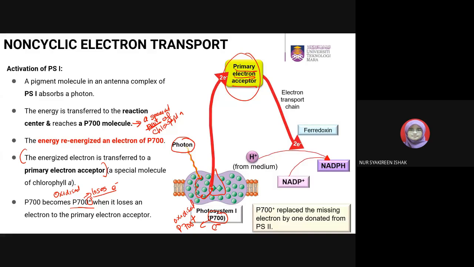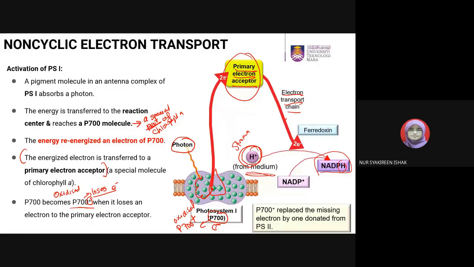So the electrons will be transferred along electron transport chain and received by ferredoxine. Okay. Ferredoxine akan transfer electron to NADP plus becomes NADPH. Macam mana nak dapat H ni? Dia dapat H daripada hydrogen ion from the stroma. Okay. From the stroma, from the medium.